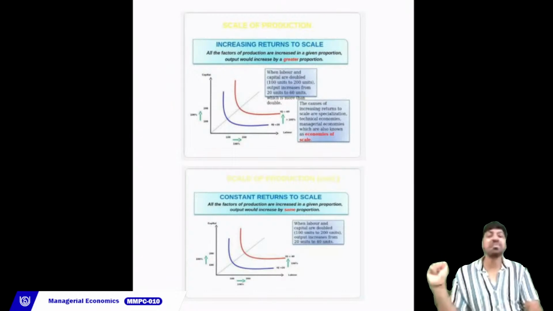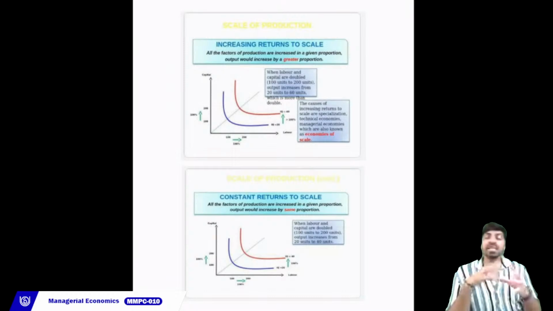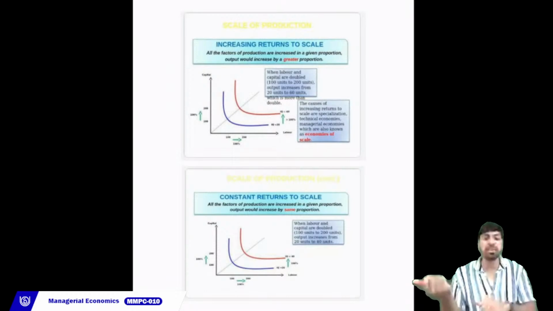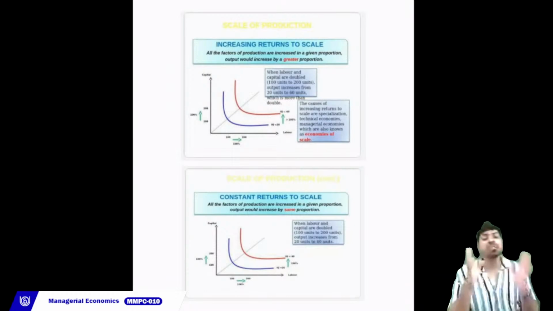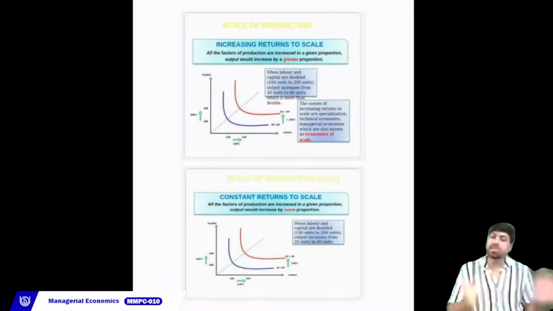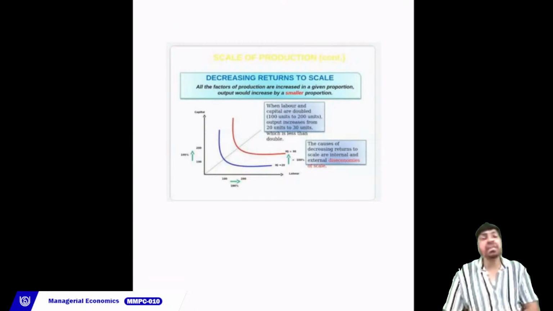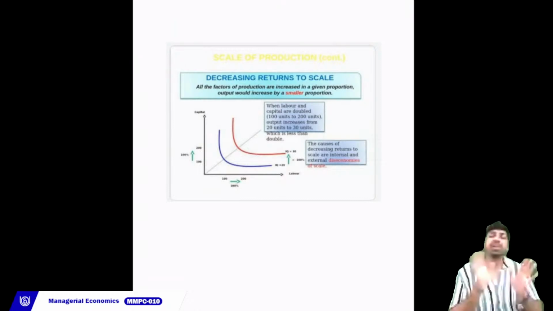When we talk about constant returns to scale, all the factors of production are increased in the same proportion, and the output will increase by the same proportion as well. So if the inputs increase by the same proportion, output will also increase by the same proportion, and that's called constant returns to scale. If the lower isoquant curve is 100 units, the higher curve is also 100 units, and that's called constant returns to scale.